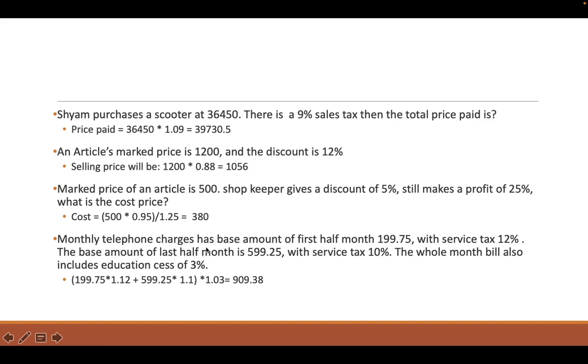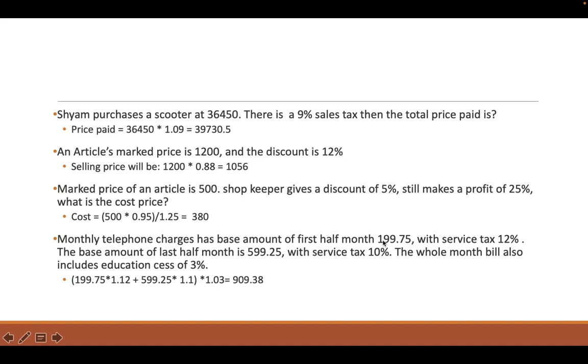Monthly telephone charges have a base amount for the first half month with service tax of 12%. The base amount of the last half month has service tax of 10%. The whole month will also include education cess. So it's saying to calculate the monthly bill.